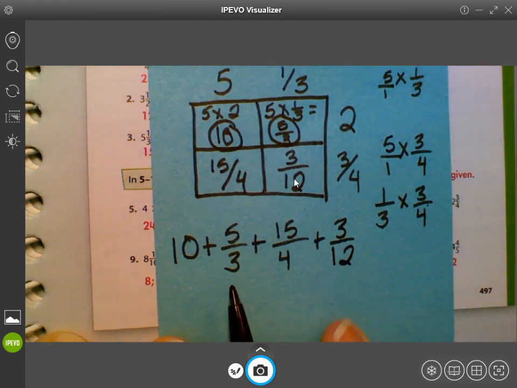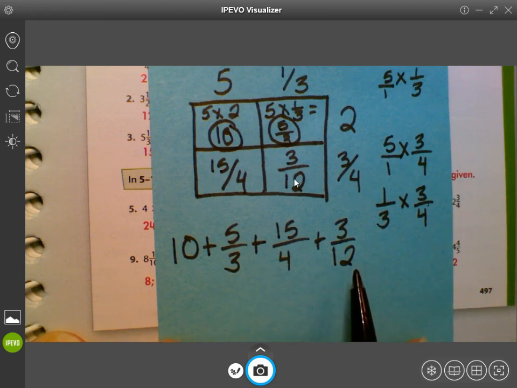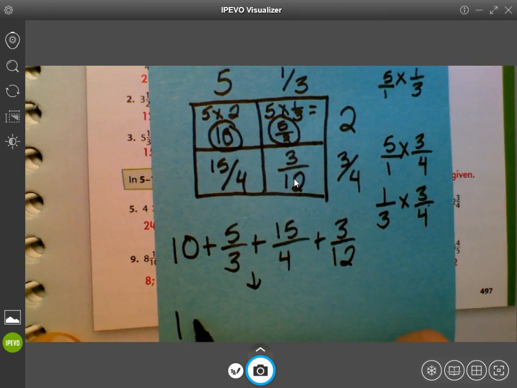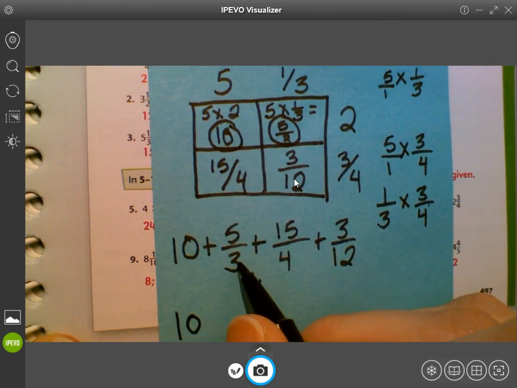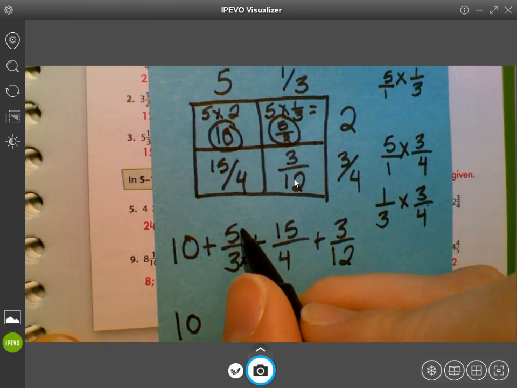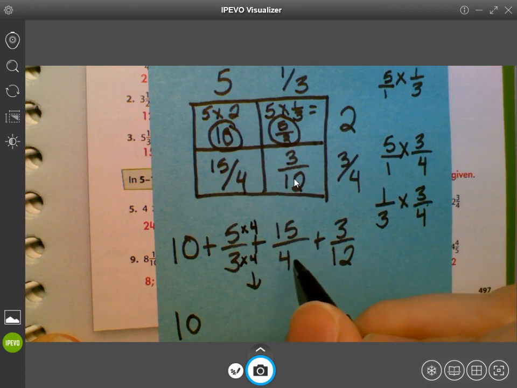Now, before I can add these 3 fractions, they need a what? LCD, least common denominator, right? So 3, 4, and 12, it could just be 12, because they all go into 12. So I'm going to rewrite it down here with the new fractions. To get to 12 from 3, I multiply by 4. Whatever I do to the denominator, I'll have to do to the top. And for this one, to get to 12 from 4, I multiply by 3.